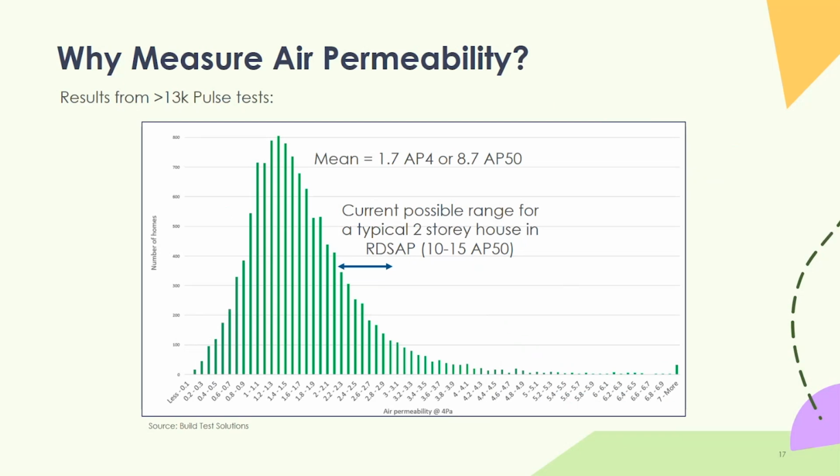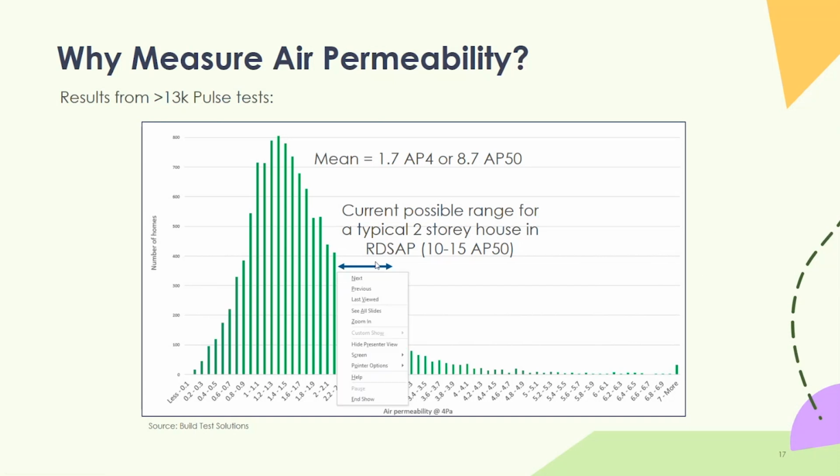But then we also see that in air tightness tests. So here's a sample of 13,000 Pulse air tightness tests. You can see there a nice bell curve distribution. Currently, if you're running a model of a home in RdSAP, the air tightness is assumed to be in the region of 10 to 15 cubic meters per hour per square meter at 50 pascals. And so that's deeming all properties to have an air leakage in this sort of area.